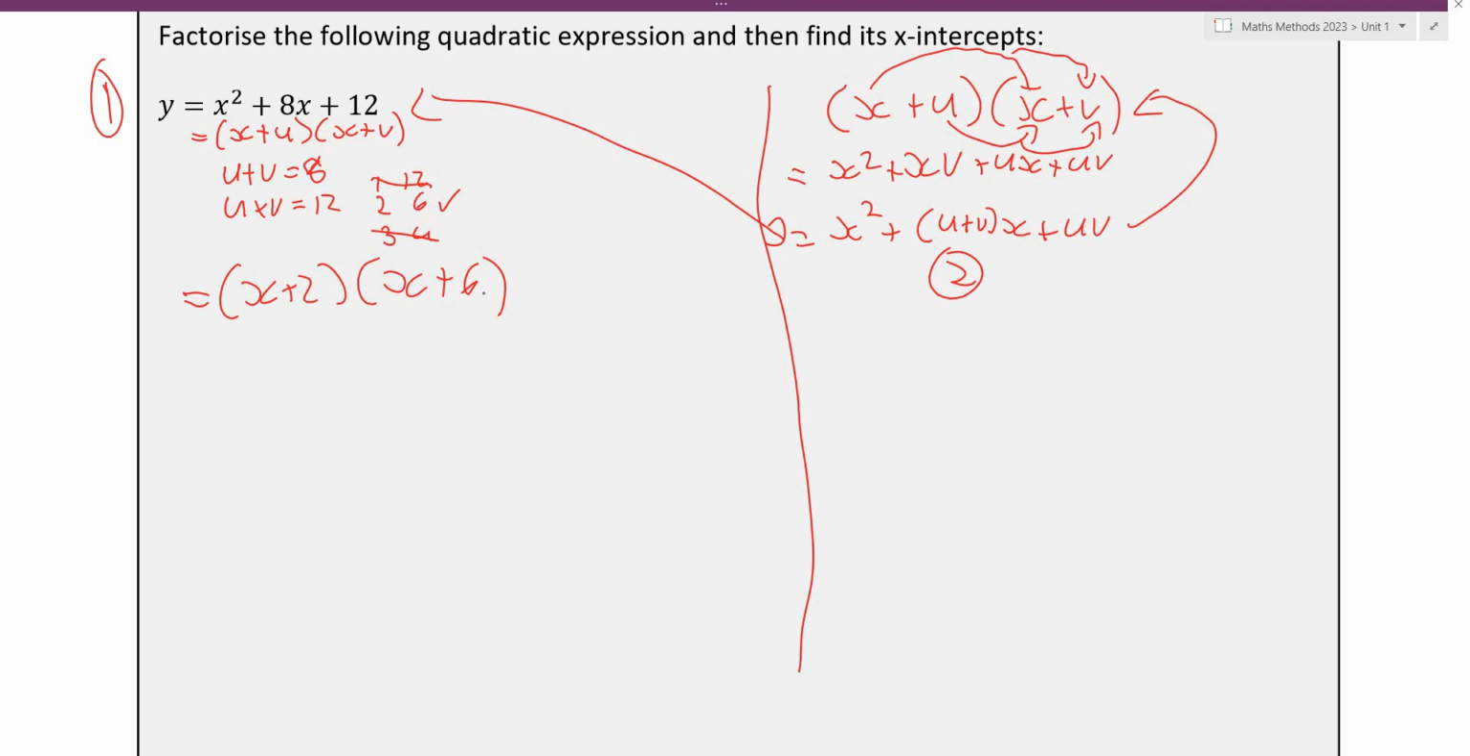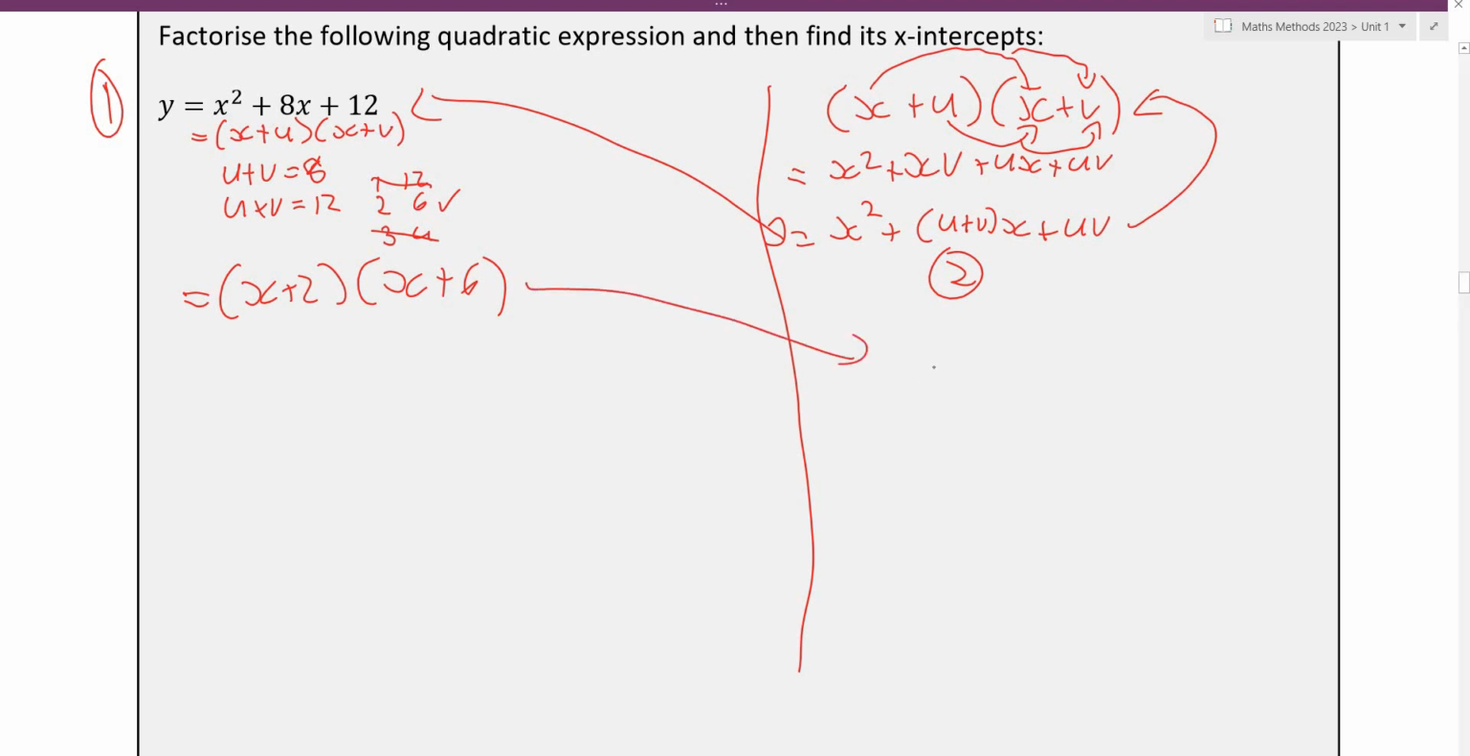The reason I'm showing you this, guys, is just to show you how we get to this step. At the stage you guys are at, I'm fine if you can, in your head, go, they've got to add to 8 and multiply to 12, and figure it out. But I will keep doing it this way just so you can see how we're getting to that answer, because often people get lost in that, oh wait, where did this 2 and 6 come from? I don't get it.